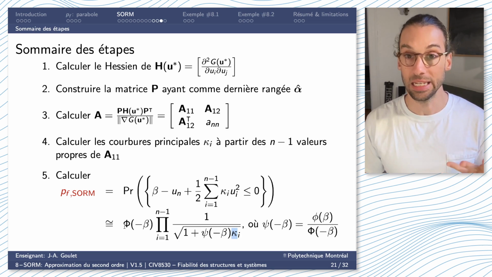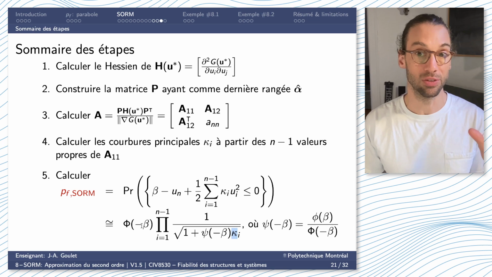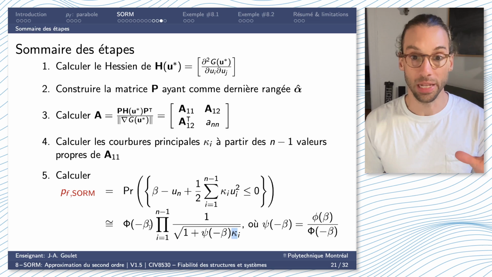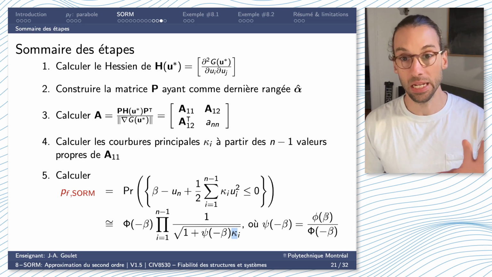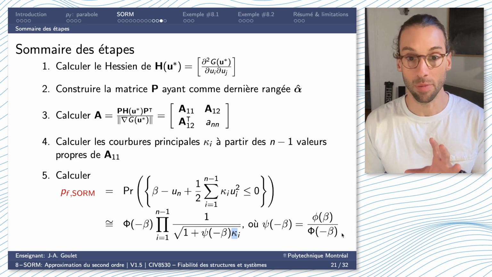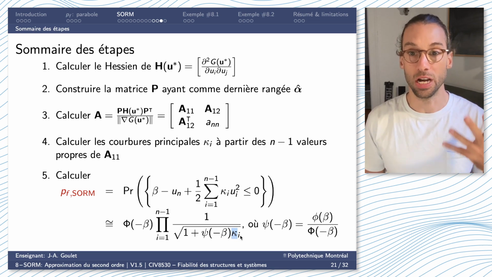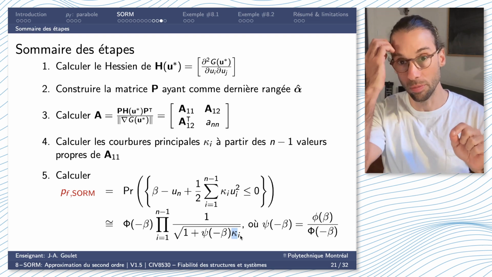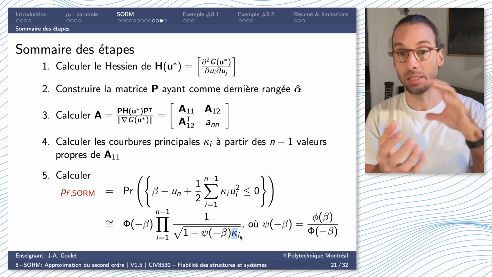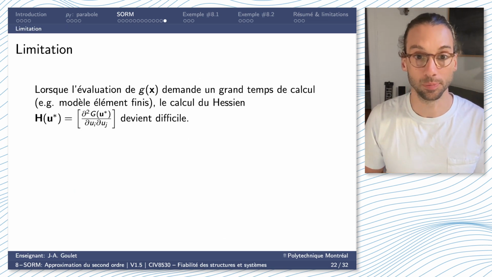So it's going to be CDF of minus beta. I already have this from a FORM analysis, times a correction on the FORM analysis to take the product of 1 divided by the square root of 1 plus psi, the ratio of the PDF of beta divided by the standard normal CDF of minus beta, times kappa i, the curvature for each of my dimensions. And here are the dimensions. Remember, it's going to be the U double prime space where everything is decoupled.